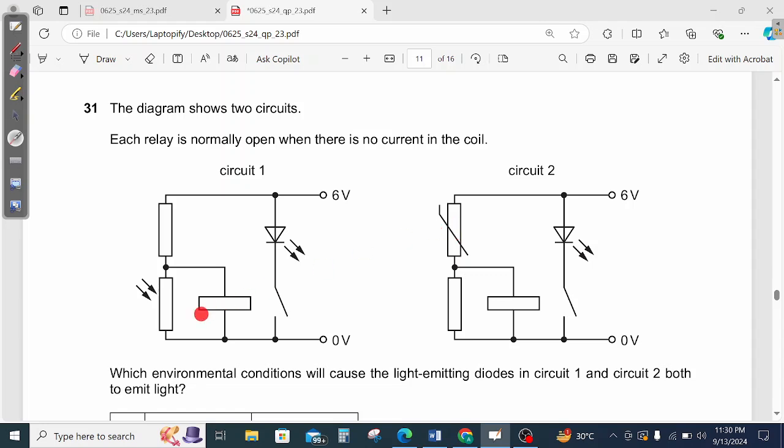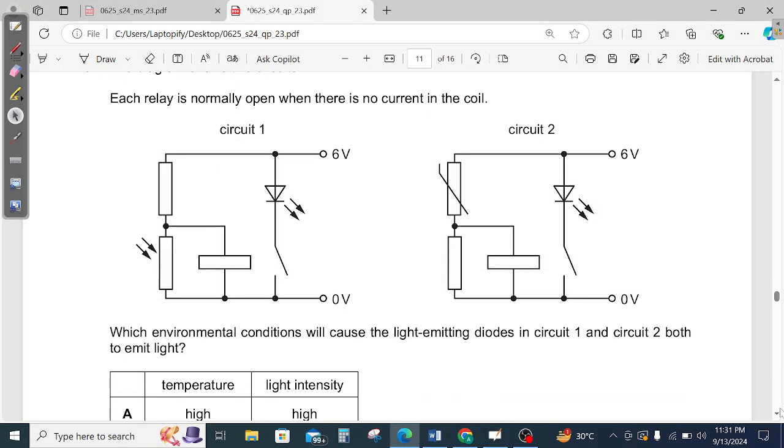Okay, which environmental condition will cause the light emitting diode, this is the LED in circuit 1 and in circuit 2, both to emit light? The question is that you have to select the one pair in which both circuits can emit light, using the LDR. Okay, what are the conditions here? So we have to look at the options as well.